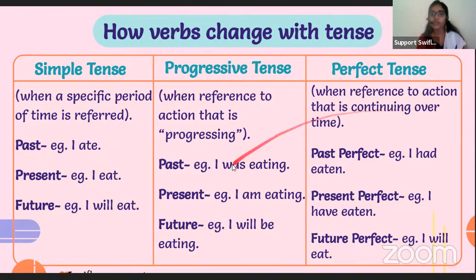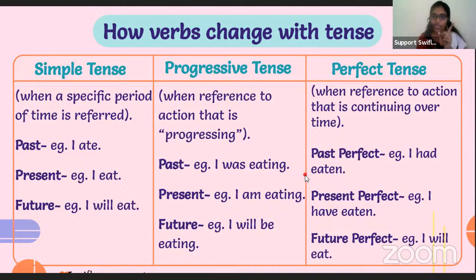Let's see some examples to make that clear. In the past perfect, we say I had eaten. The main verb is eat. In the perfect tense, in the past, we use had and the V3 form.